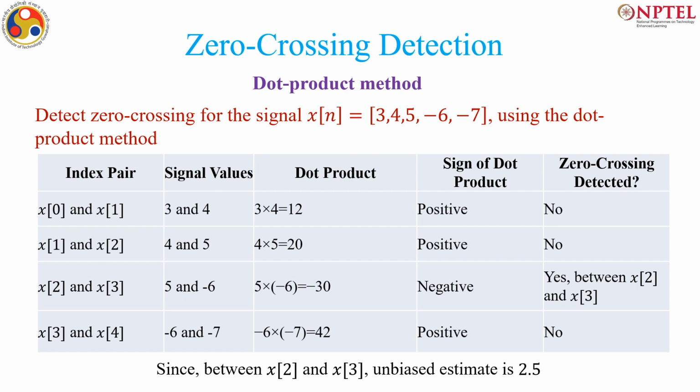So, let us take an illustration of this problem. We have a small signal, small just for illustration purposes, with the values 3, 4, 5, negative 6 and negative 7, and clearly this is the region where my 0 crossing will lie. We take the index pairs like this, and these are the signal values corresponding to the index pairs. We find the dot product, which is nothing but the multiplication, and we see that between these two samples the value is negative, which means there is a 0 crossing detected between the samples at 2 and 3. As I said, in this method we take the unbiased estimate as the midway, which is 2.5, and now we can map that based on the sampling time.